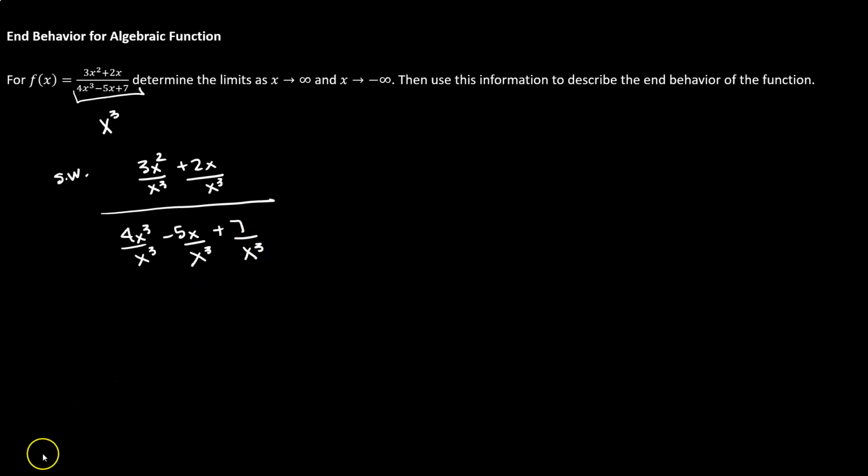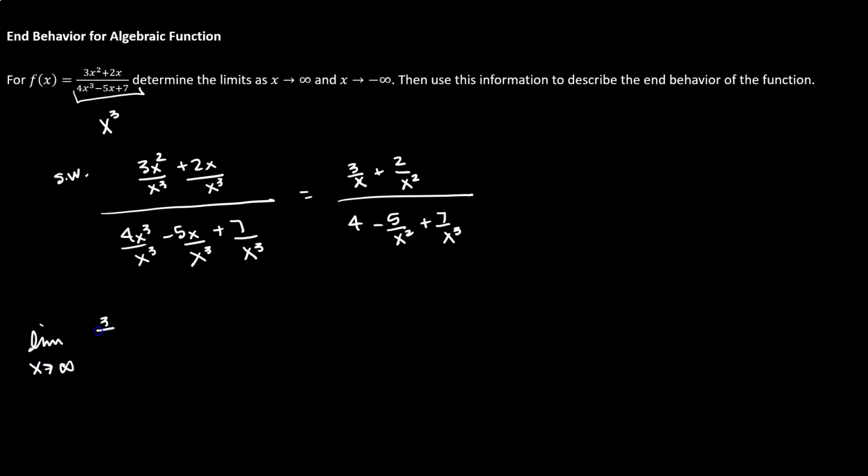And looking through, we can see that the 3x squared over x cubed is going to simplify to be 3 over x. The 2x over x cubed is going to simplify to be 2 over x squared. The 4x cubed over x cubed simplifies to 4. Then we have minus 5 over x squared plus 7 over x cubed. And when we apply our limit, where x goes to infinity, to that version of the function, we have plenty of terms that zero out.